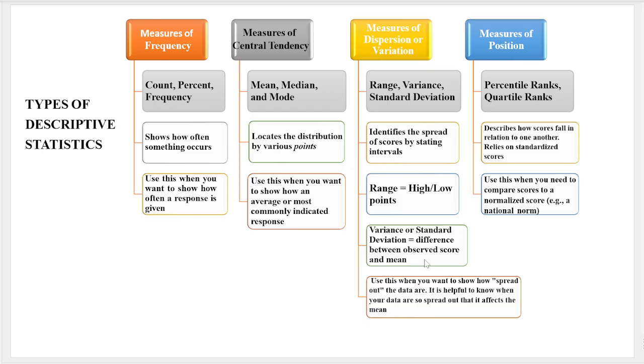Measures of position indicate the relative standing of a value within a data set. They include percentiles, quartiles, and z-scores, showing where a score lies compared to others. We will study these tools in detail step by step in the forthcoming lectures.